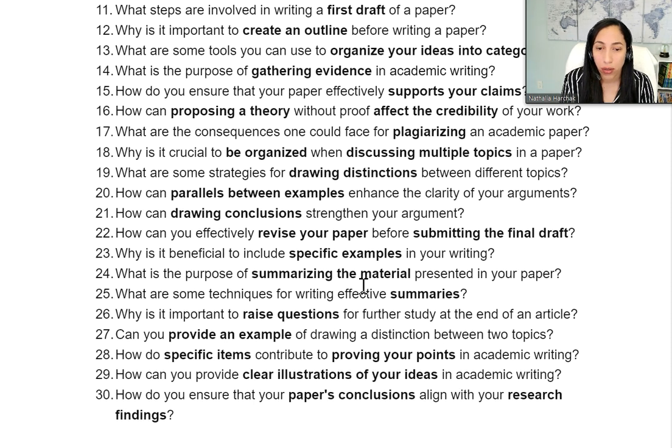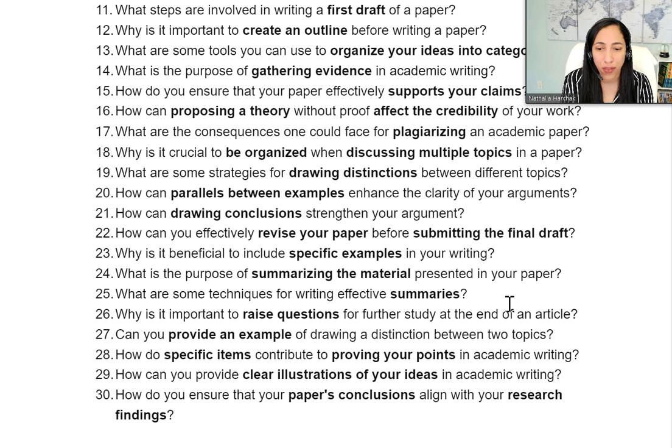How can drawing conclusions strengthen your argument? How can you effectively revise your paper before submitting the final draft? Why is it beneficial to include specific examples in your writing? What is the purpose of summarizing the material presented in your paper?